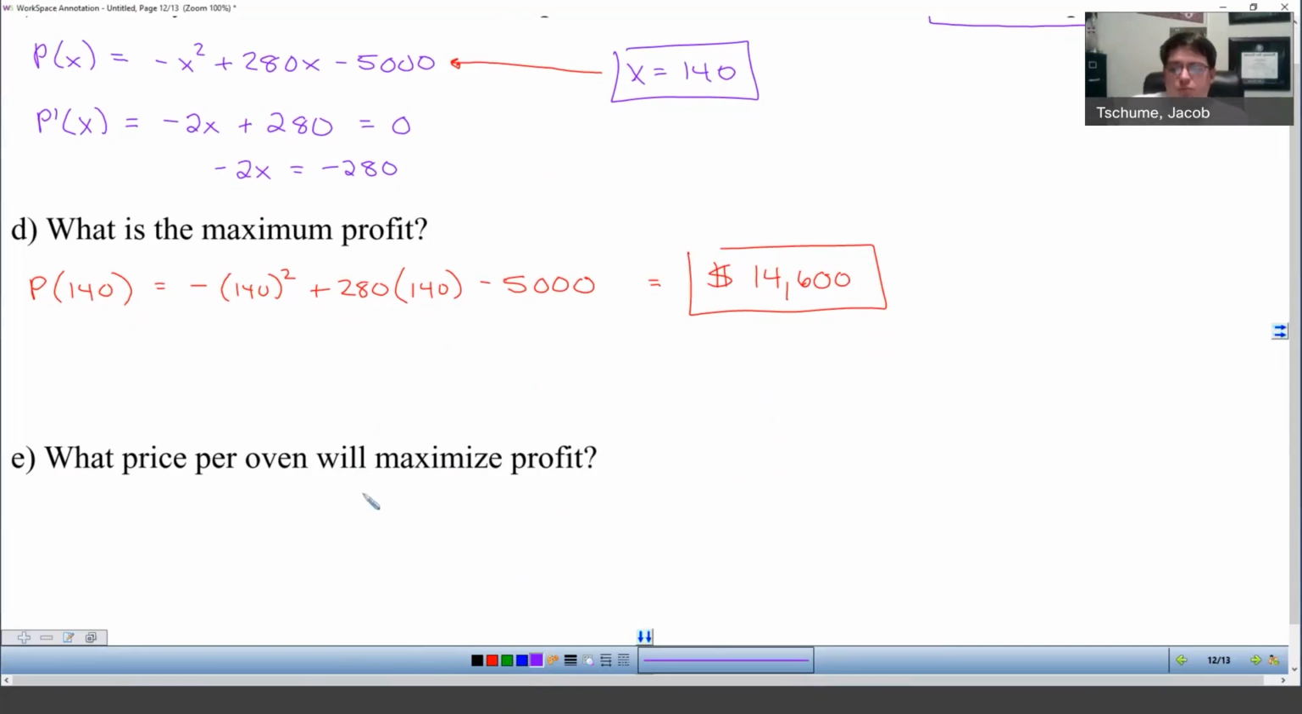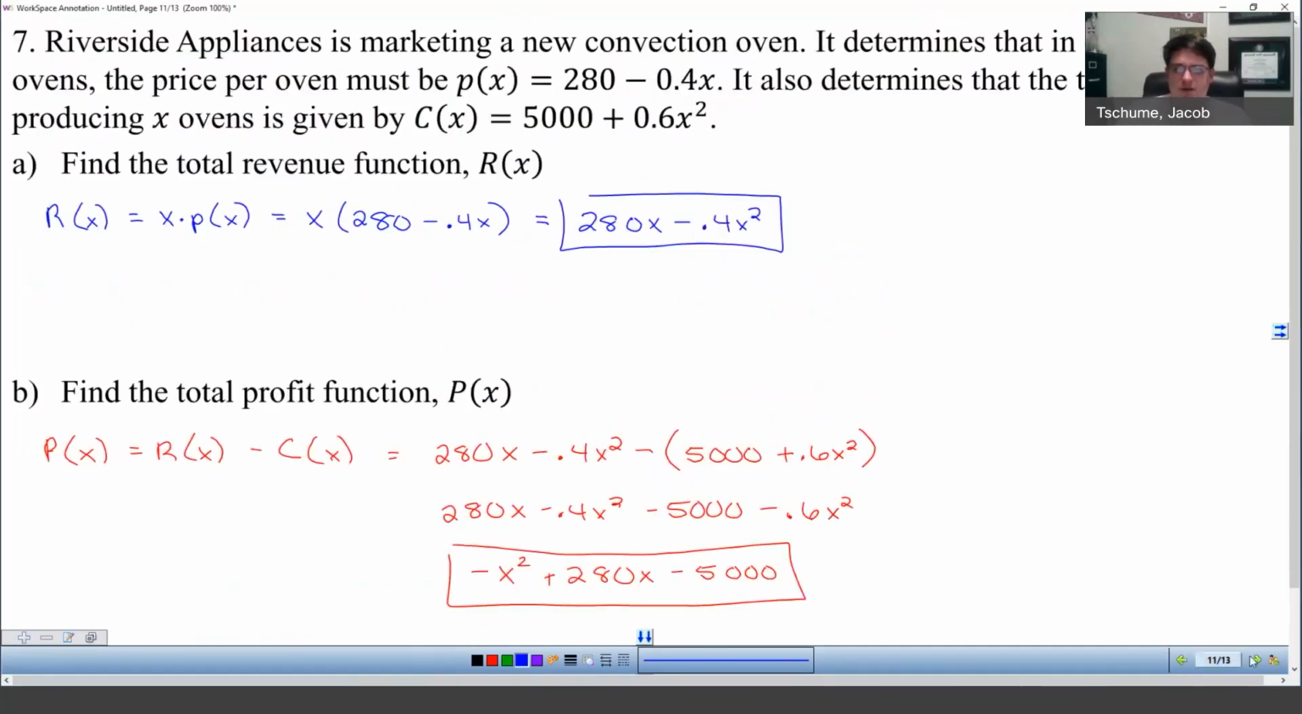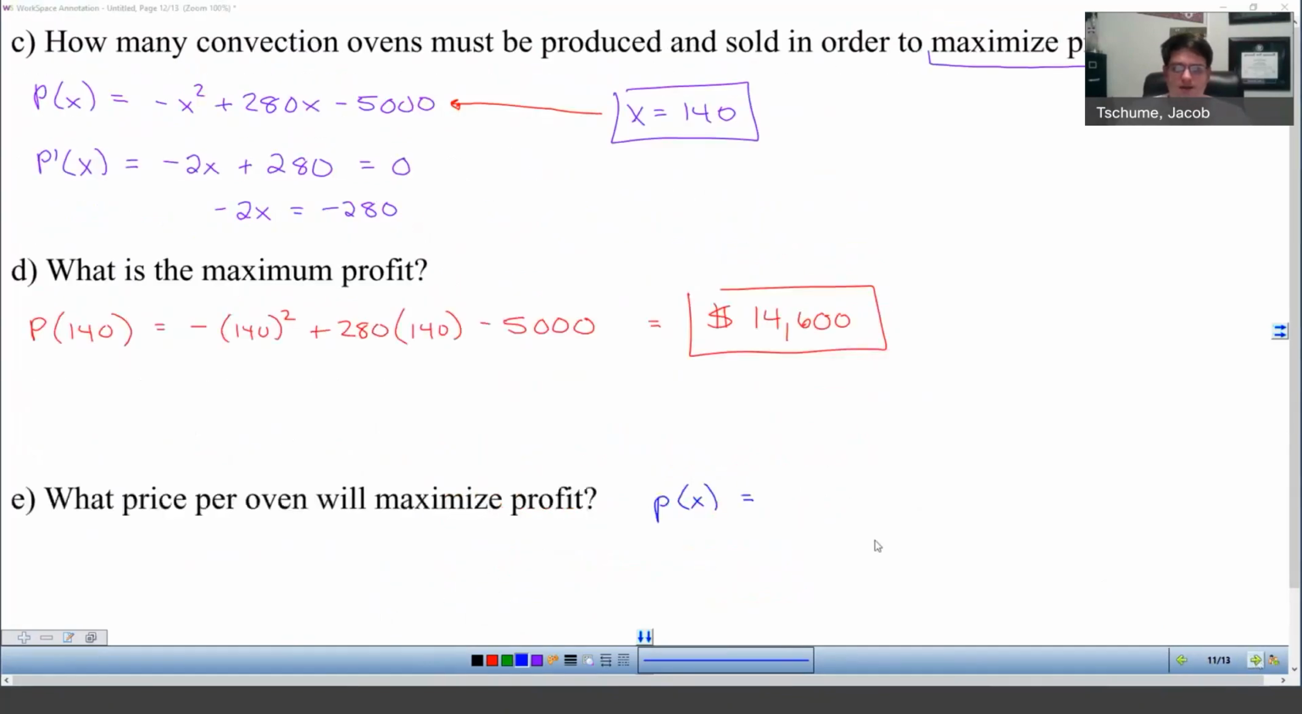Part E says what price per oven will maximize the profit. Well, in order to do this problem, I'm going to need to remember what my price function is, and that was on the last slide. So back at the very top, price is 280 minus 0.4x.